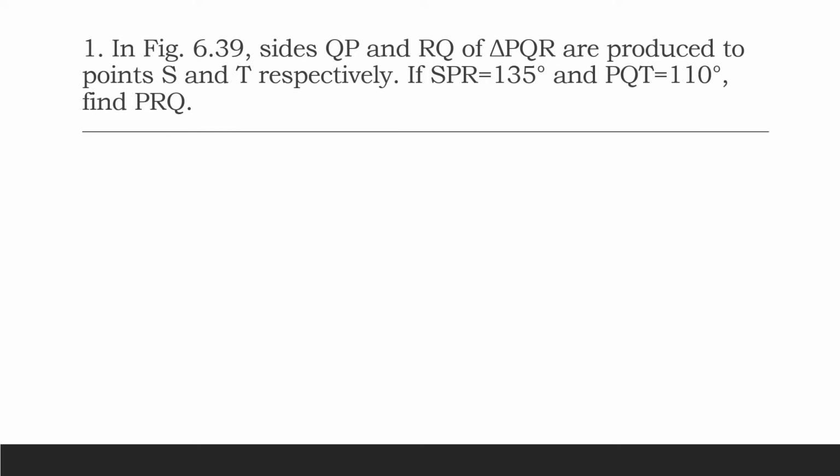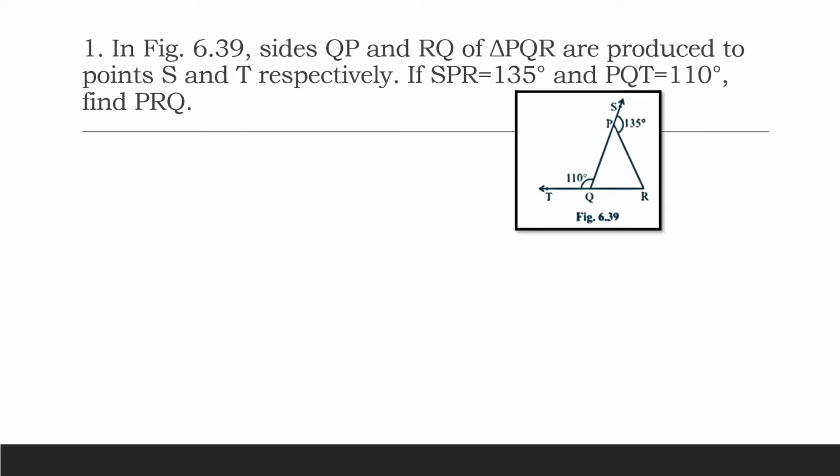The first question is: in figure 6.39, sides QP and RQ of triangle PQR are produced to points S and T respectively. Here you can see that side PQ is produced to point S and segment QR is produced to point T. Then if SPR is 135 degrees and PQT is 110 degrees, find angle PRQ. Let's see how we will find PRQ.